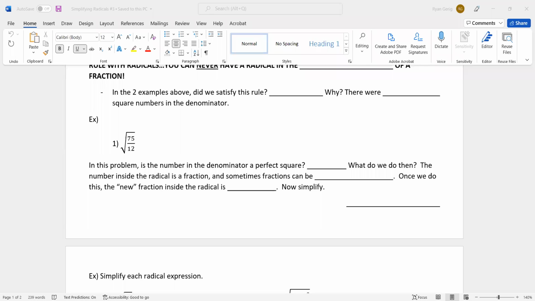What happens if that doesn't happen? Square root of 75 over 12. Square root of 12 is not a good number, right? It's going to have a leftover radical, and that's in the denominator, so it's not going to work, right? Is the number in the denominator a perfect square? Just told you it is not. What do we do then? The number inside the radical is still a fraction, and sometimes fractions can be reduced. There's your clue. And you guessed it, we can reduce this fraction.